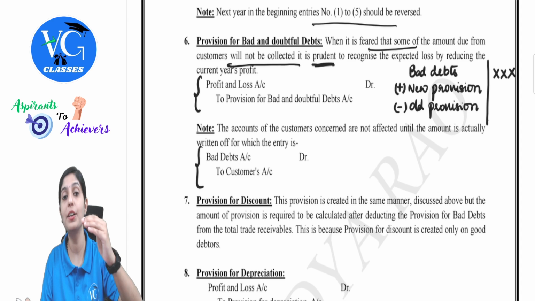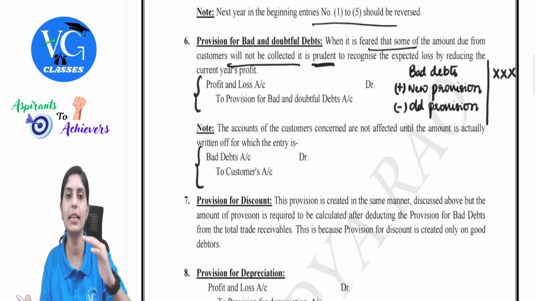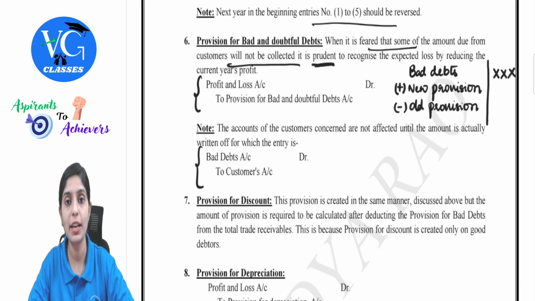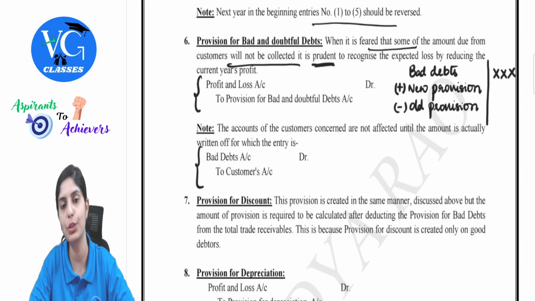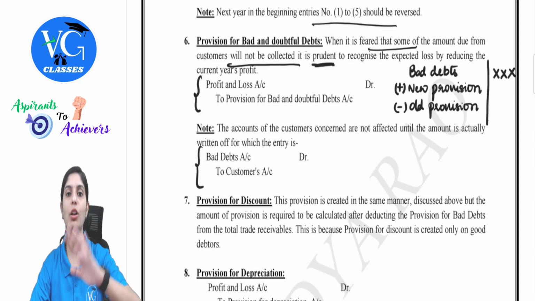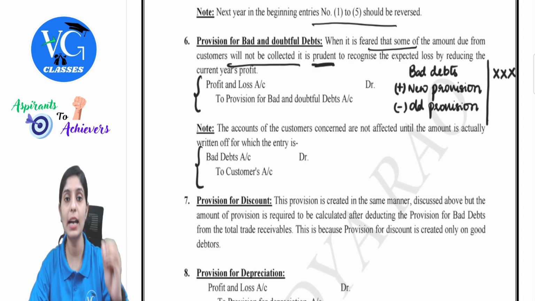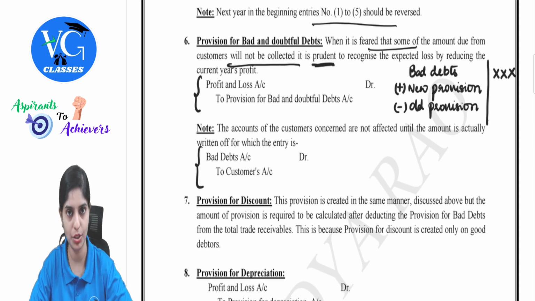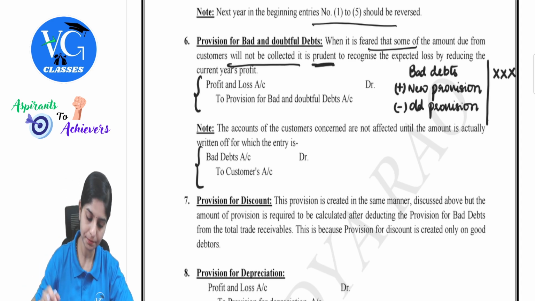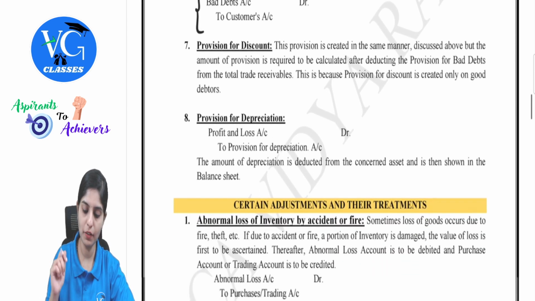From my debtors, I will reduce any bad debts appearing in adjustments. Clear? Then, additional provisions, whatever they have asked to create, that is new provision, I will also have to calculate that and reduce it from my debtors. All those, whatever we discuss now, you can understand this with the treatments we take up in questions. Clear? Yes.